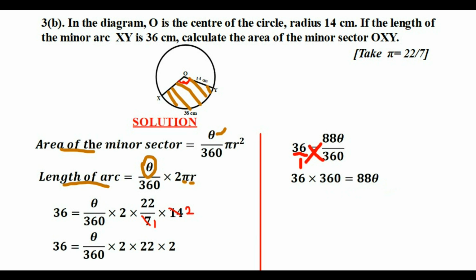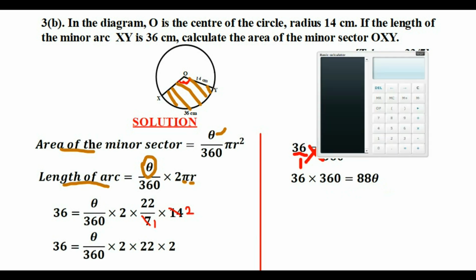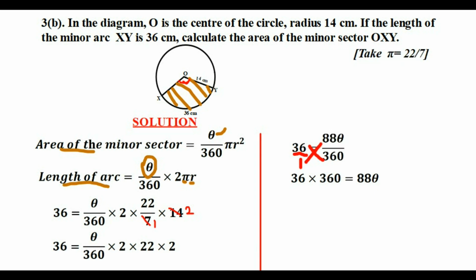All right, let me just quickly do that for us here. 36 multiplied by 360, on your calculator, you have it as 12,960. So that means 36 multiplied by 360 will give us 12,960 equal to 88 theta. So you have it at B.